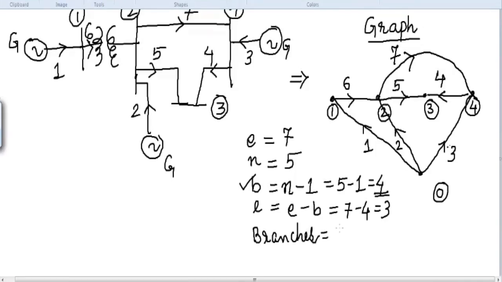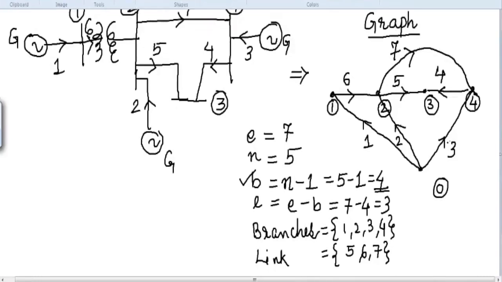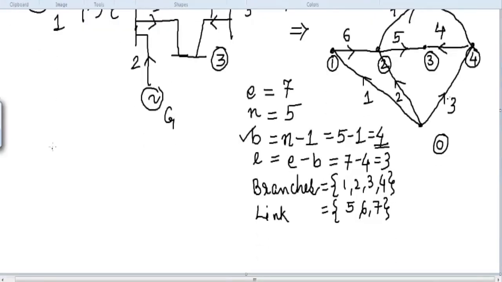This makes our numerical simpler. So 1, 2, 3 and 4 we will be taking as branch, and of course if we take 1, 2, 3 and 4 as branch, then links will be 5, 6 and 7. So when you show these branches and links for your problem, then the system that makes us will be tree and cotree. Okay, so this was graph. Now we are making tree and cotree with the help of graph. So let us do that.